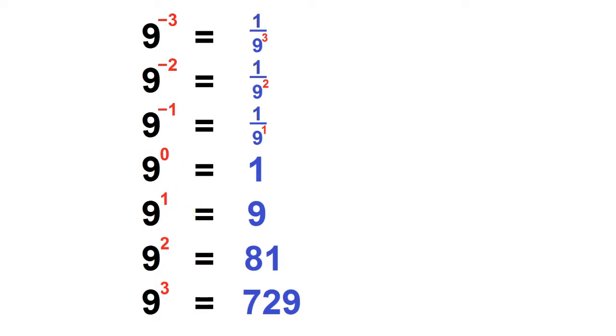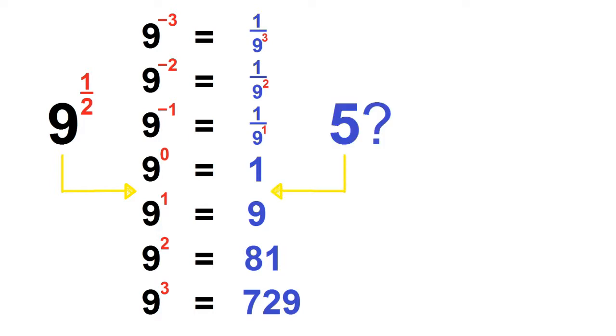Just looking at this, we know that 9 to the power of a half has got to be somewhere between 1 and 9. Now your first instinct might be that if a half is right in the middle of 0 and 1, then 9 to the power of a half should also be right in the middle of 1 and 9, so 5 or something.